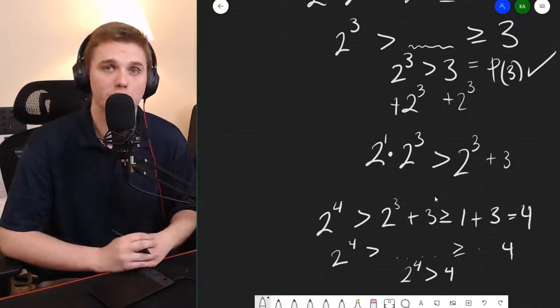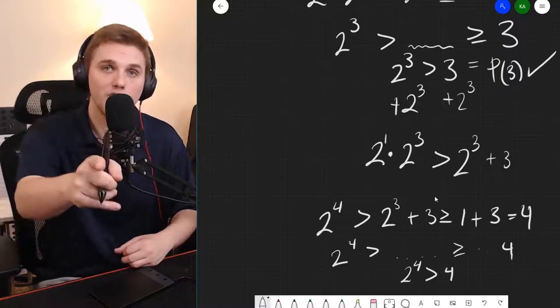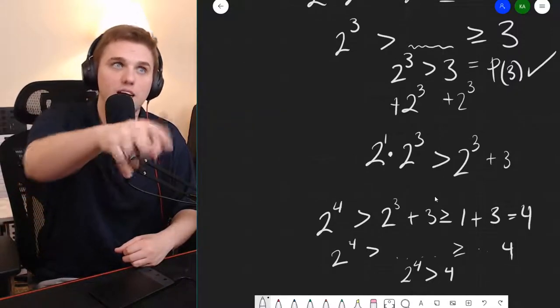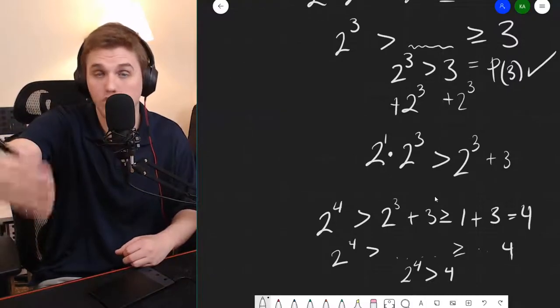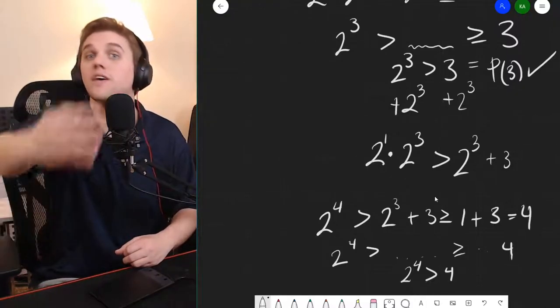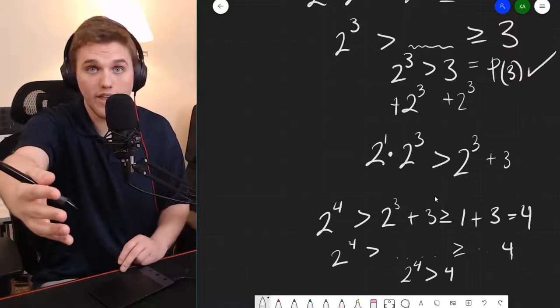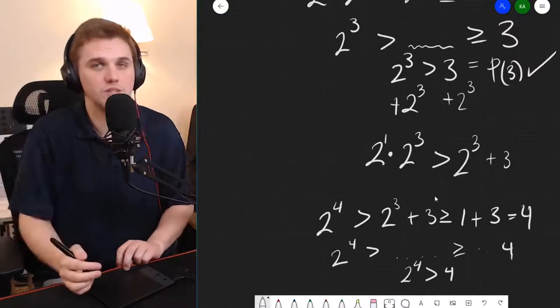2 to the 4th power is greater than 4. We just proved that without plugging in 4 for n. We did not check what 2 to the 4th power is. 2 to the 4th power is 16. Do you see a 16 anywhere in here that I explicitly used?